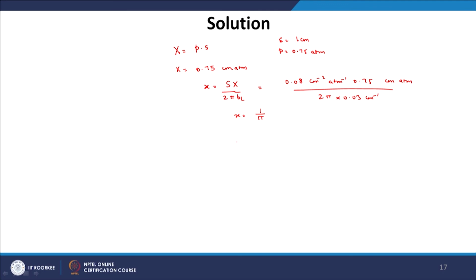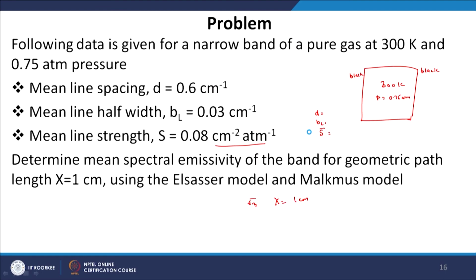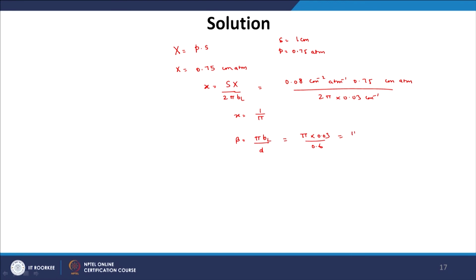The next parameter we need is beta, the line overlap parameter. Beta is equal to pi times bL upon d. This is pi times 0.03 upon 0.6, which becomes pi by 20. Then tau is equal to 2 beta x, which is simply 0.1. Now we have calculated all the parameters required.